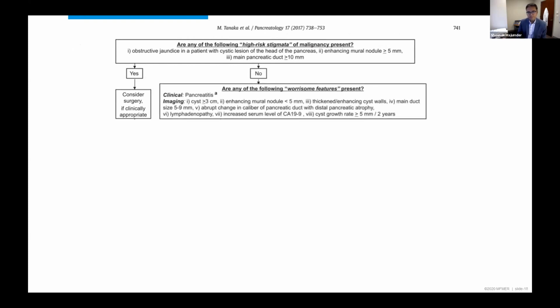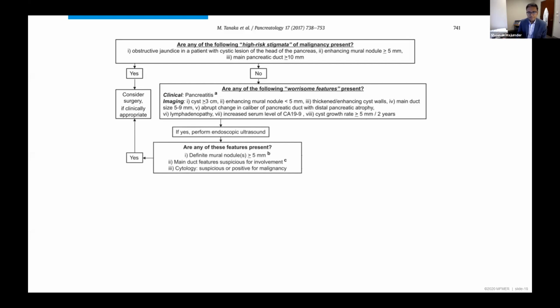What do you do if these features are not present? You look for additional worrisome features, and there's actually a long list of worrisome features that includes clinical pancreatitis, certain imaging features for the cyst itself, changes in the pancreatic duct, and presence of lymphadenopathy. Some features that have been added in the most recent revised versions of this guideline are an increased level of CA19-9 and growth of the cyst over time.